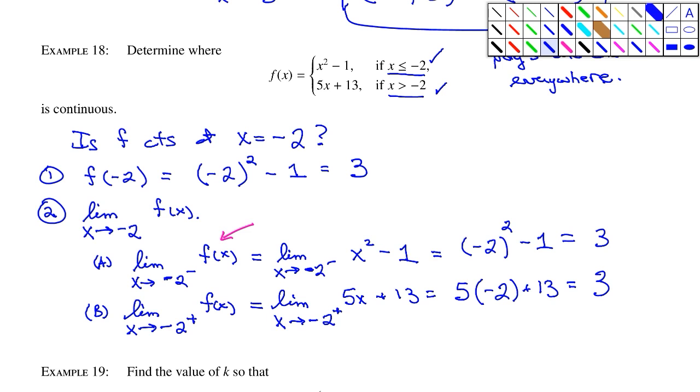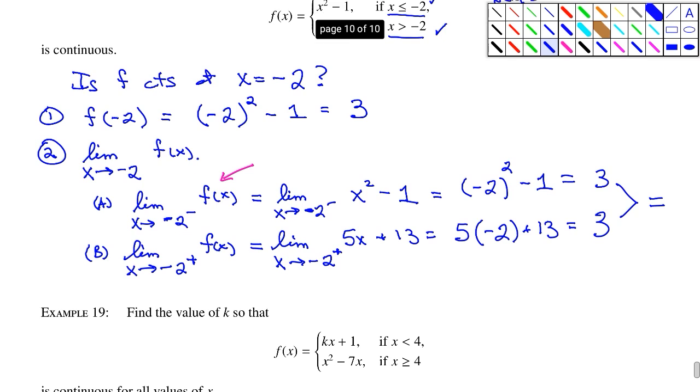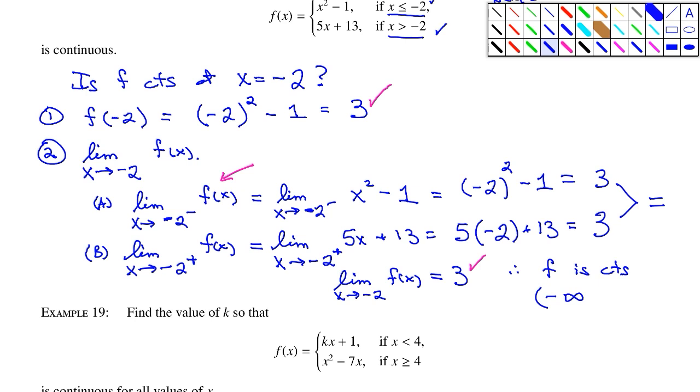Since these are both equal, that means the limit as x approaches negative 2 of f of x is equal to 3. That means the limit is equal to the function value, and that means f is continuous at negative 2. But I've already decided that f was continuous every place else as well. So the ultimate realization here is that f is continuous on negative infinity to infinity. It's continuous everywhere.